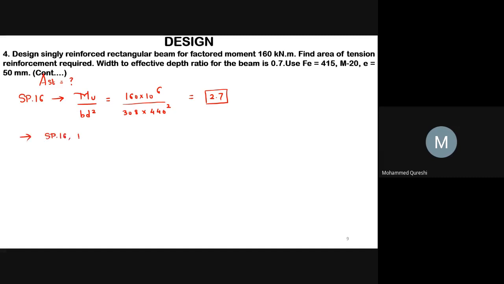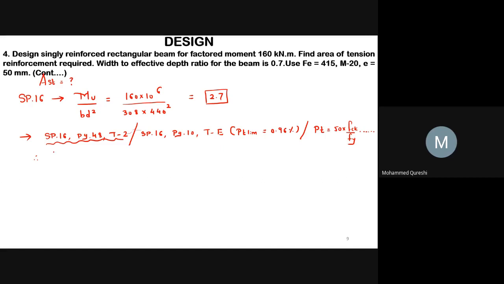Now from SP16, page number 48, table number 2, or SP16, page number 10, table number E, you get the value of PT limit as 0.96%, or by using the equation PT equals to 50 into FCK by Fy into 1 minus under root of 1 minus 4.6 Mu upon FCK bd square. So I will prefer this.